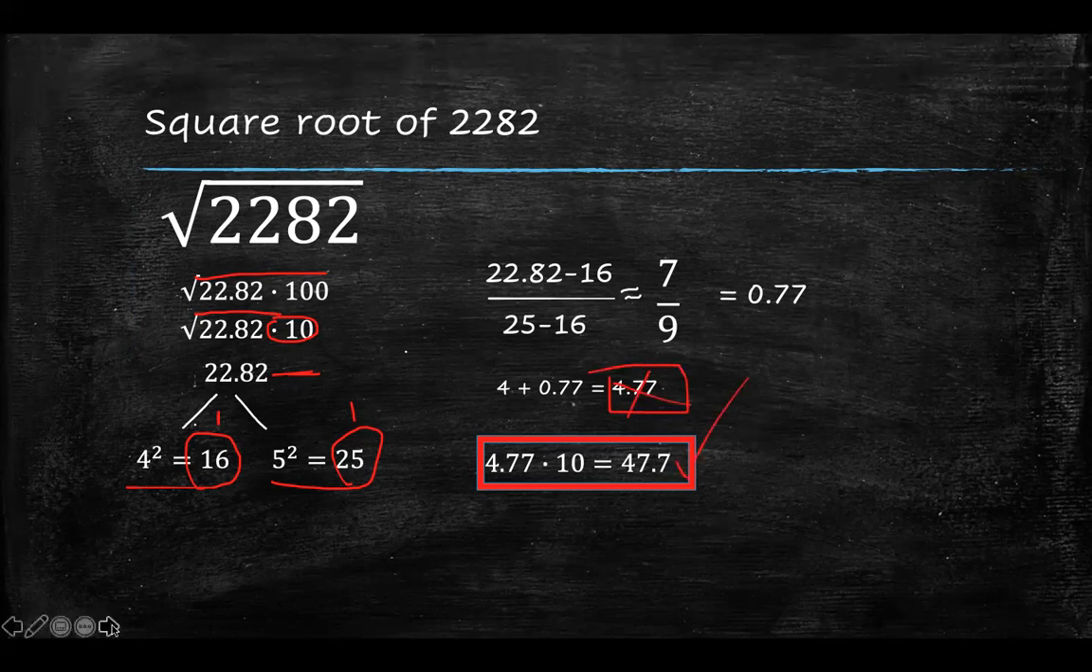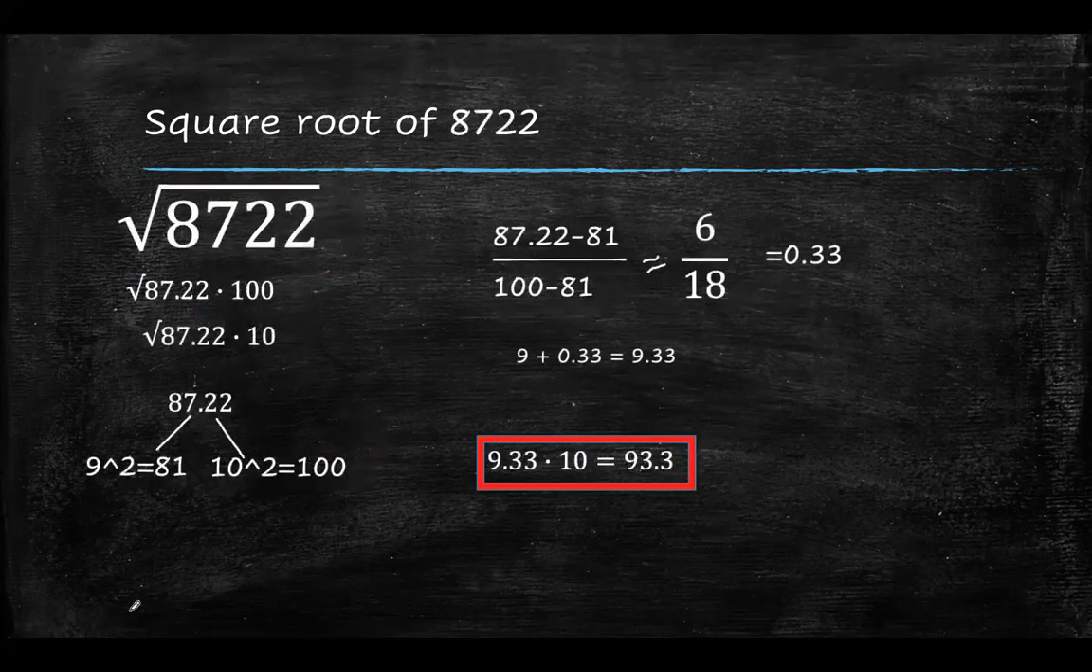Let's go on now. What is the square root of 8,722? Well, 8,722 is also the same thing as 87.22 times 100. And as before, we can simplify that down to 10. 87.22 is in between 9 squared, which is 81, and 10 squared, which is 100.